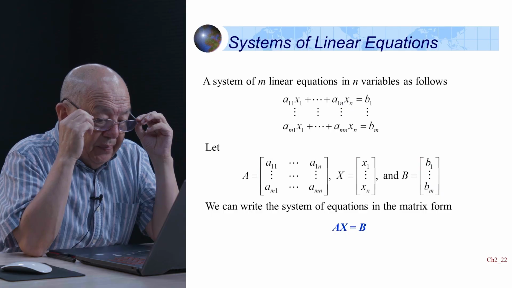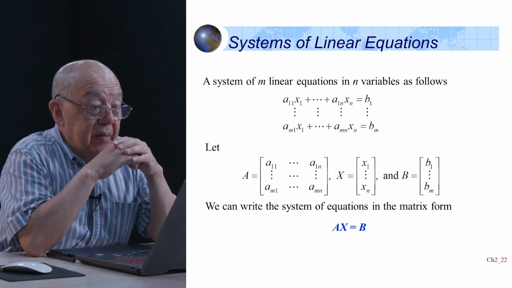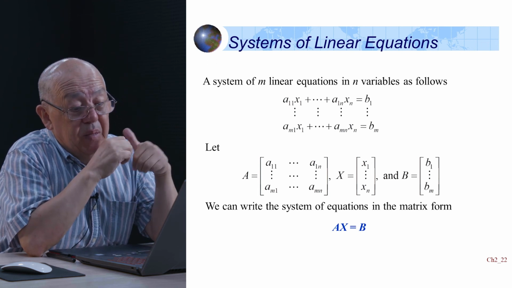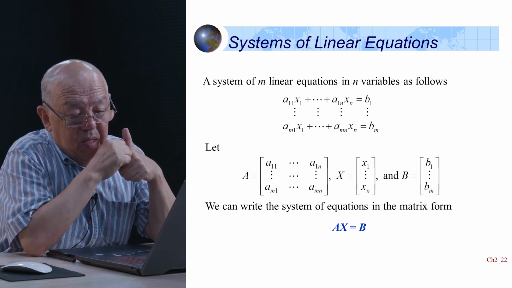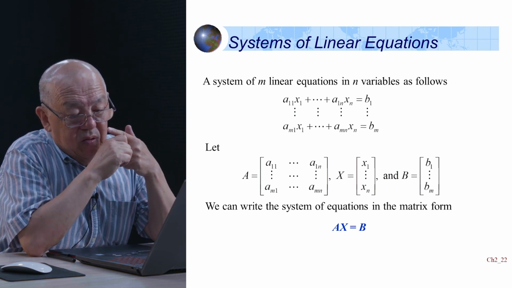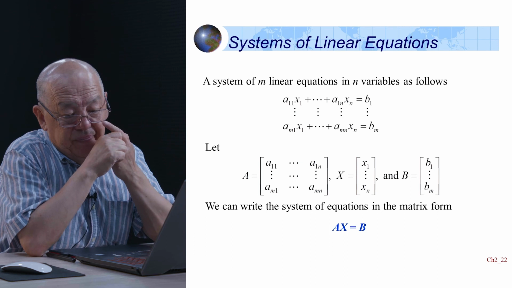Also, I'd like to make some comments about the number of solutions of a system of linear equations. It may be inconsistent, and the number of solutions is 0. It may have a unique solution, so the number of solutions is 1.